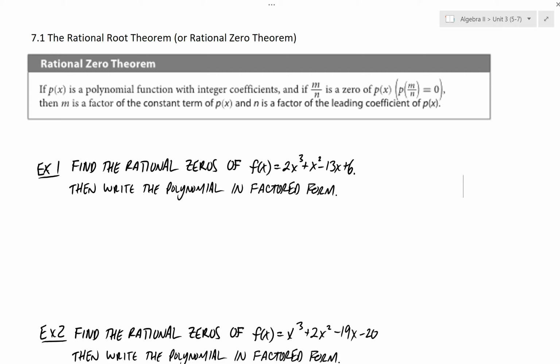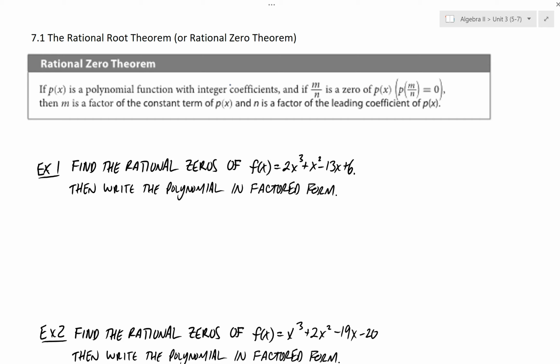Okay, today's lesson is on 7.1, the rational root theorem, which is a way that we can find the zeros of a polynomial if it has rational zeros. So that means any of the solutions that are whole numbers or integers or fractions, we can find all of those zeros.